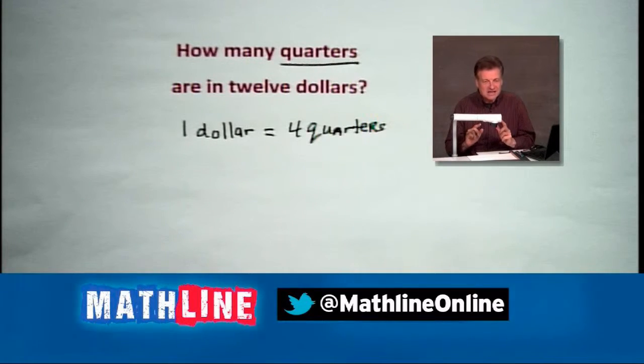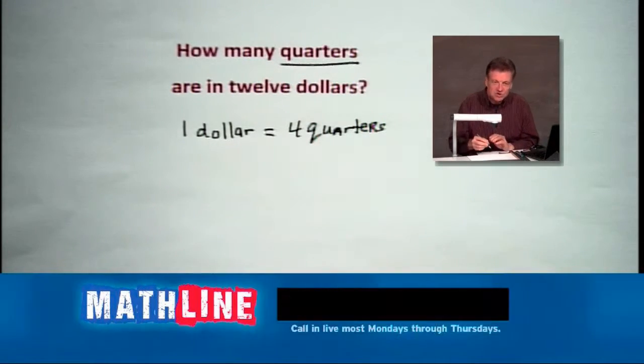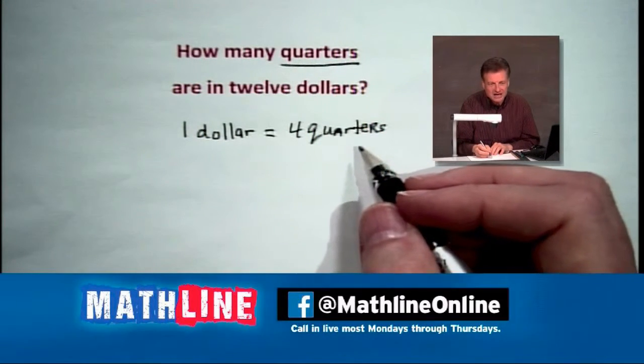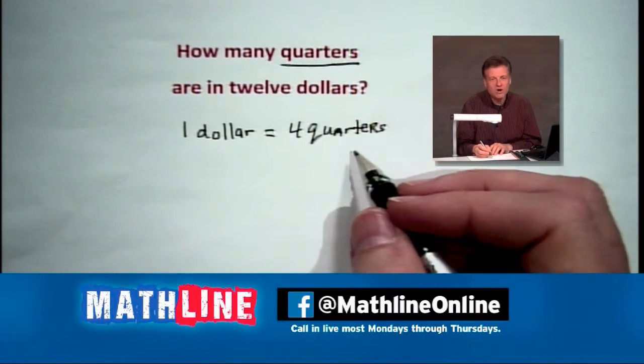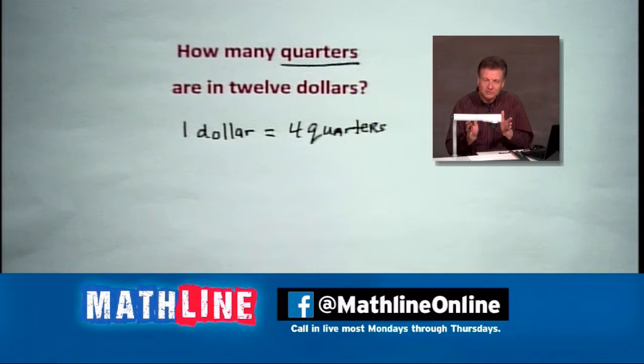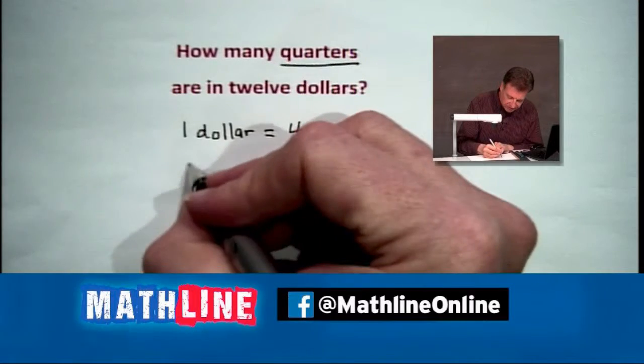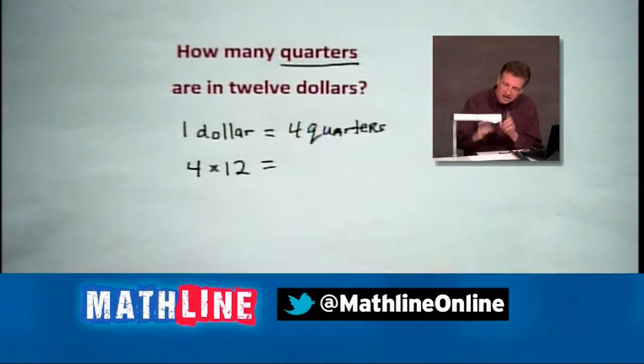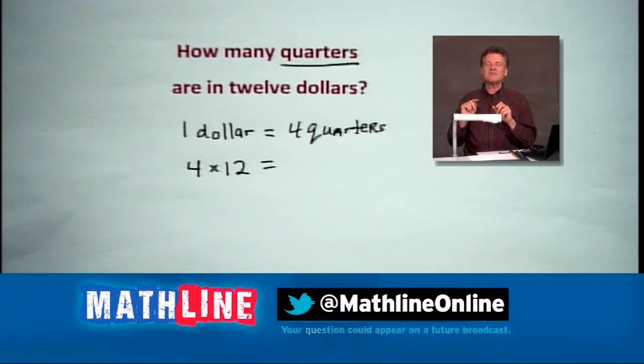Now, the story is we have 12 of those dollars. So what are we going to do? We have $12 and want to find out how many quarters we've got. Well, it sounds to me like we're going to have to multiply 4 and 12. It's all about multiplication, isn't it? We like to multiply. We love to multiply. So let's take 4 times our 12. I hope you've got the 4 times tables down.